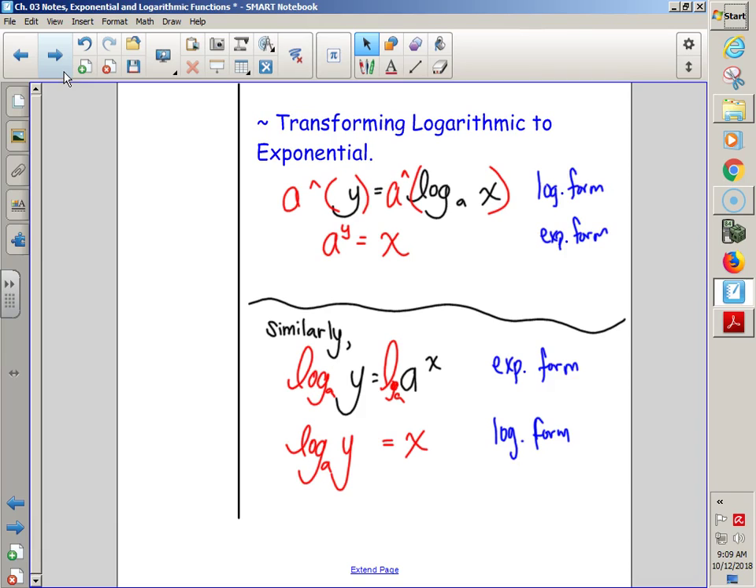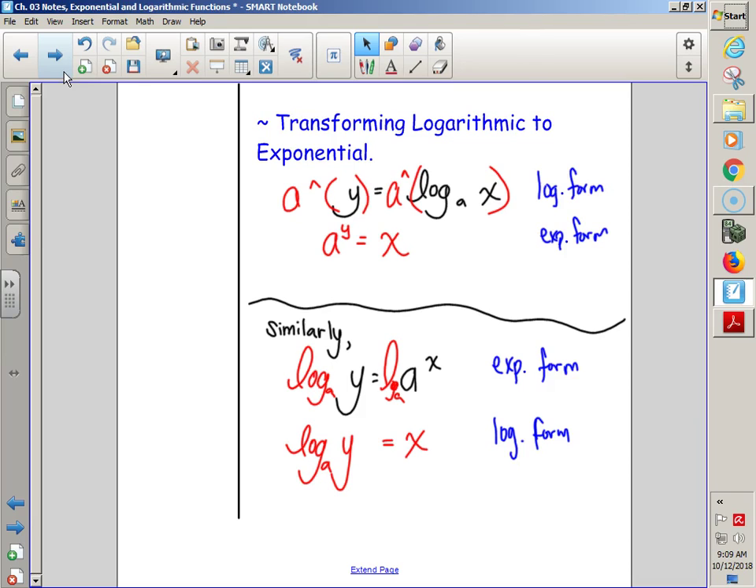So if we do have an x stuck in a logarithm, how can we always get that x out? Undo the log with a to the power of. Or if we have an x and an a to the power of, how can we get that out? Undo the exponential with its counterpart log. Because remember, what's the relationship between logarithms and exponential functions? Inverses. They're inverses. They undo. Remember, they're each other's undoings.